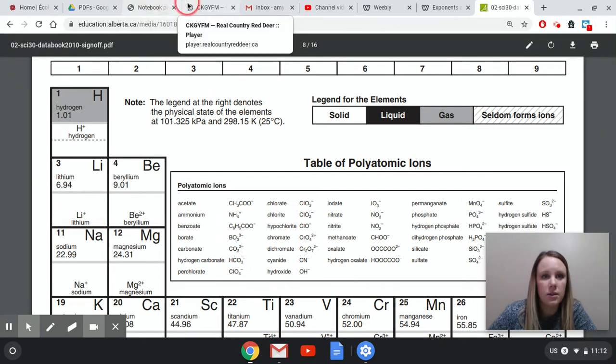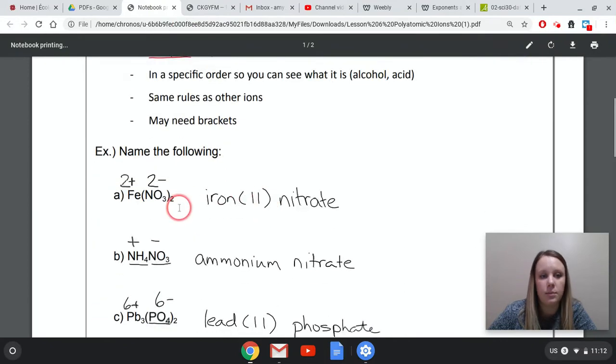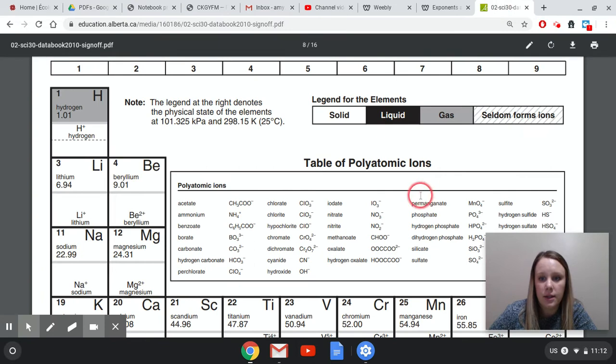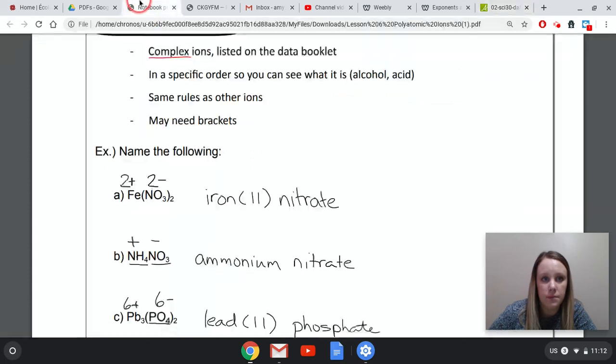So if we take a look at the first example, this one has NO3 in brackets. That's because NO3 is a polyatomic ion. If we find it on here, NO3 is right here. It's called nitrate. So you'll see different endings. It's not the IDE ending that you're used to seeing with naming ions. It's ATE for this one. Nitrate has a charge of -1.